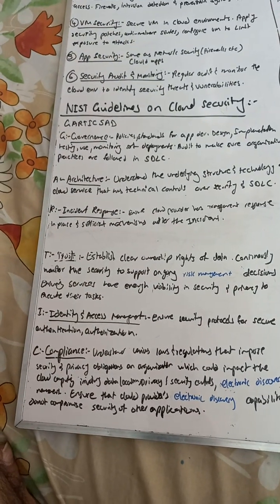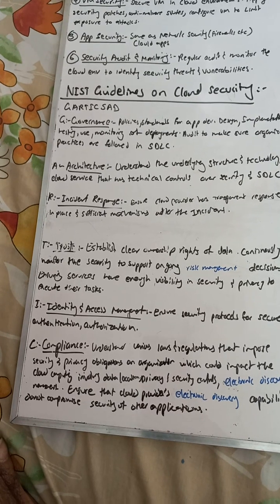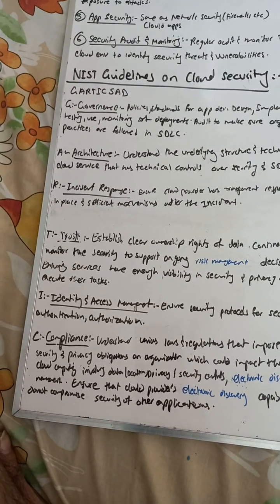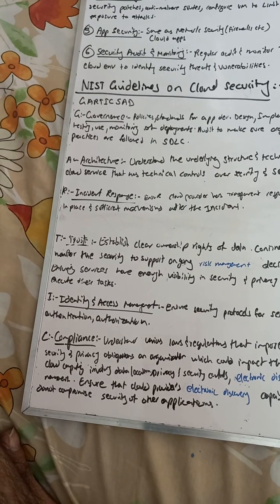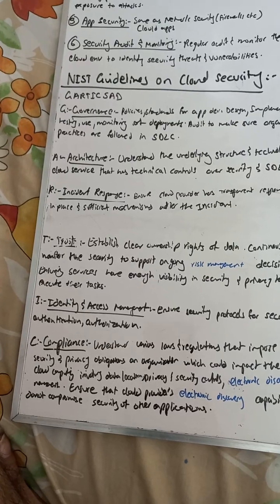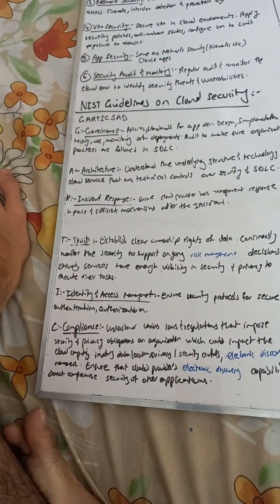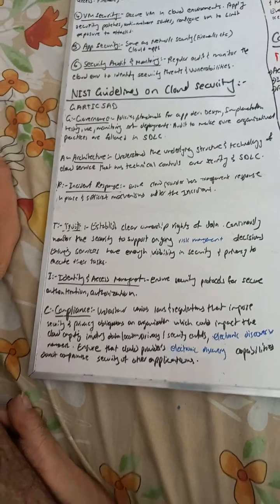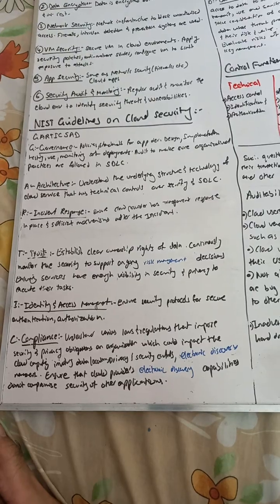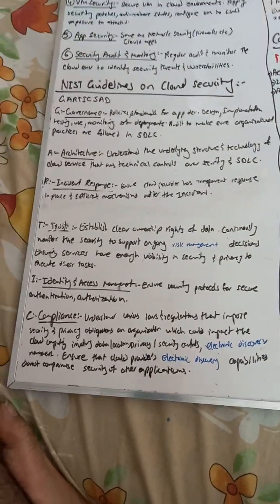Then you have A for architecture, and architecture basically means you should be aware of the underlying structure on the basis of which the computer service has been built on. So you have entire control over the security and privacy. Then we have R, which is immediate response, and immediate response means that you want to have an immediate action planned or an immediate measure planned for any incident.